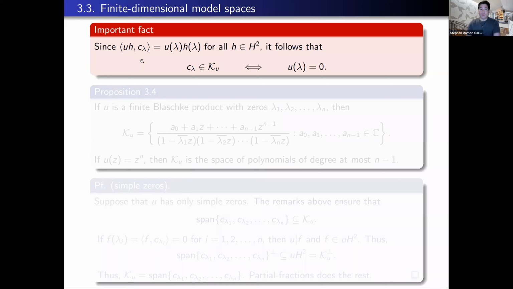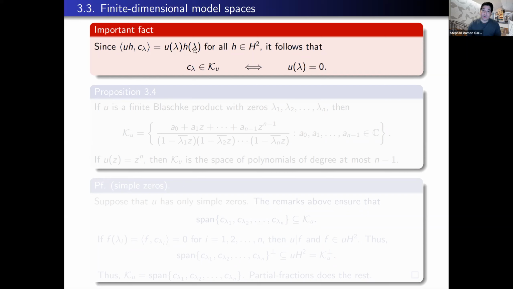So here's an important fact. You'll recall that U of H, right, that is some Hardy space function. So the Cauchy-Szego kernel reproduces its values. So since U of H inner product C lambda equals U lambda H lambda for any H2 function, little h, what we can tell here is that this Cauchy kernel C lambda belongs to Ku. In other words, C lambda is orthogonal to every function of the form UH, if and only if, well, look at what happens over here.